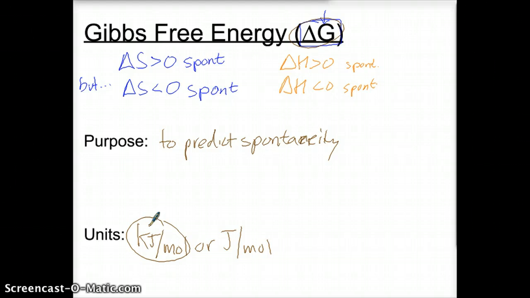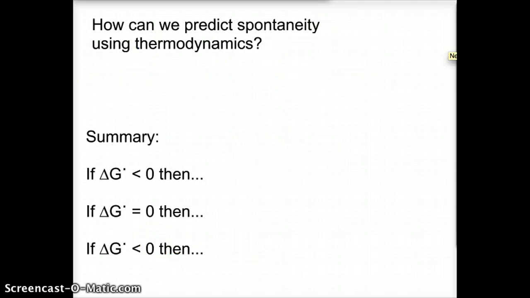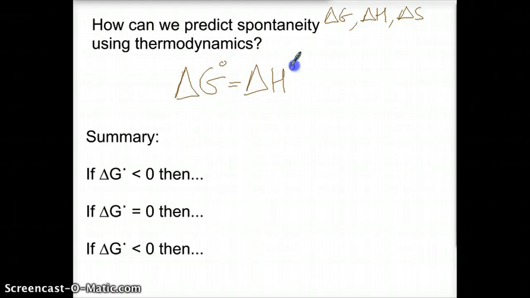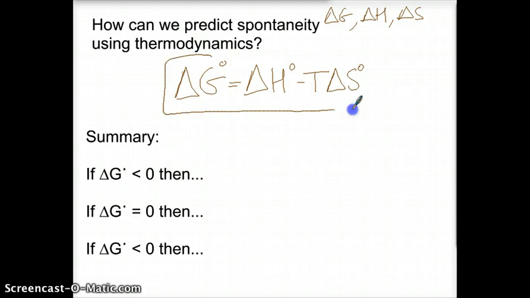So how do we use this concept of Gibbs free energy to predict spontaneity? Well, there's one equation that connects all three variables, delta G, delta H, and delta S, that we've learned about so far. Delta G is equal to delta H minus T times delta S. This is the equation that you need to know. It's on your equation sheet.